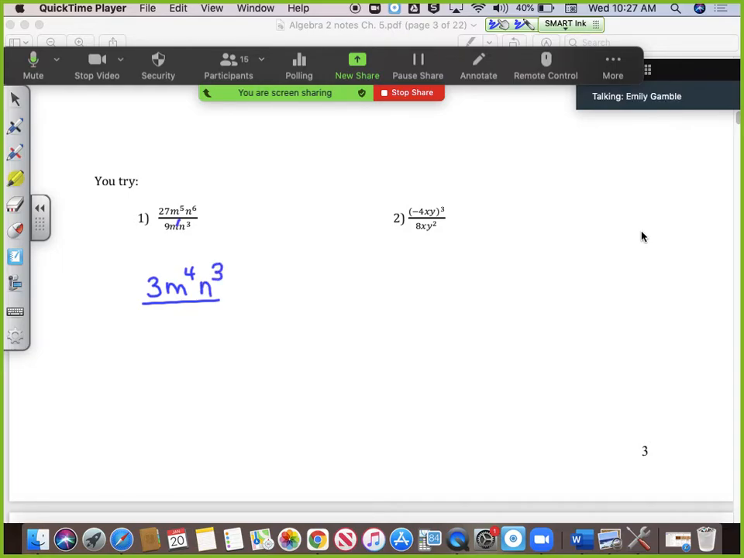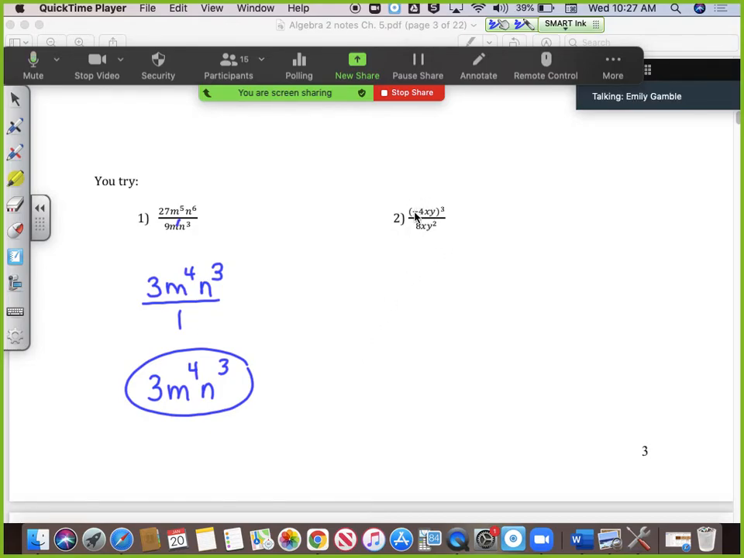When this happens and the fraction all ends up canceling out, you could put the 1 underneath of it, or you could just write your final answer as 3m to the 4th times n to the 3rd like that, and you can drop the 1 completely. You only need the fraction if you ever have something in the denominator, if there's numbers that end up in the denominator still, but sometimes they do end up all canceling out.